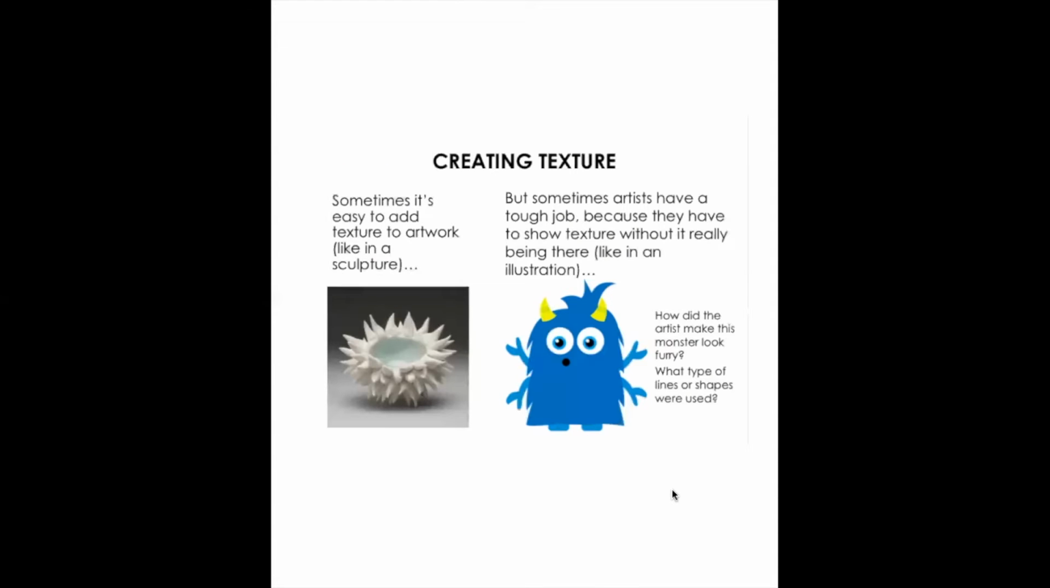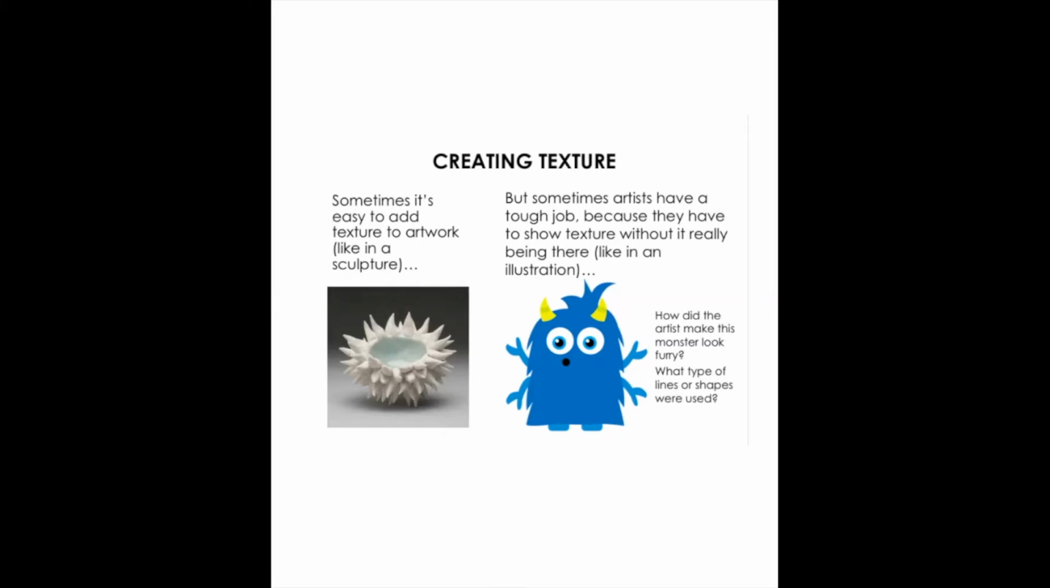So let's talk about texture. Texture is sometimes easy to see. So if you look at this sculpture, you can see that obviously it has texture because it's pointy, and that was added by the artist. But sometimes artists have a tough job because you have to show that texture is there without it actually being there. So for example, if you were reading a book and you saw this little monster in it, it doesn't actually have a feeling of texture, right? You can't reach out, touch the book, and feel the texture of the monster.